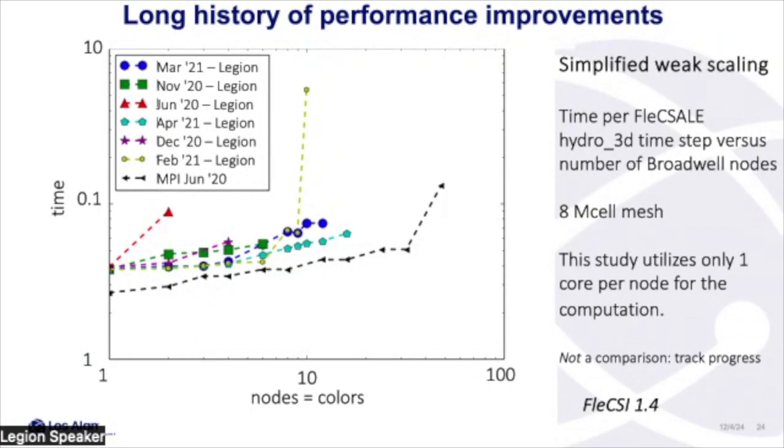The black triangles are the MPI backend results. And June 20, red, that's the beginning of this, shows how poorly the sparse ghost copies are working in the beginning. And then a lot of work from the FleCSI and Legion team happens. And we moved down to these cyan pentagons, and now we're looking pretty good compared to our baseline.